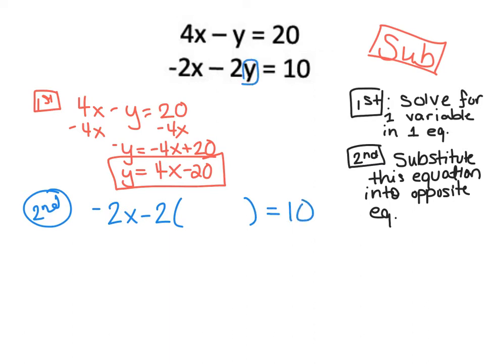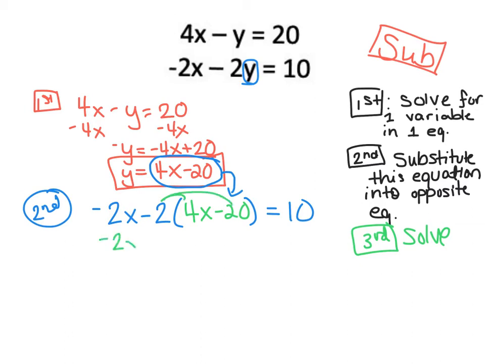You notice that instead of writing y, I just opened up a large set of parentheses. And since in step 1 I know that y is equivalent to 4x minus 20, I'm replacing y with 4x minus 20. And now I'm solving this new equation, which is just Algebra 1 skills of combining like terms and distributing. So I begin by distributing the -2 to get -8x plus 40 is equal to 10.